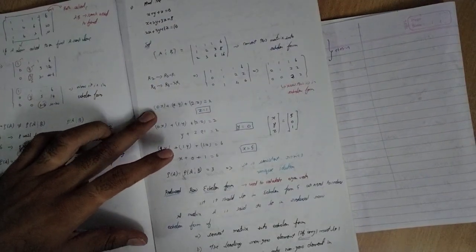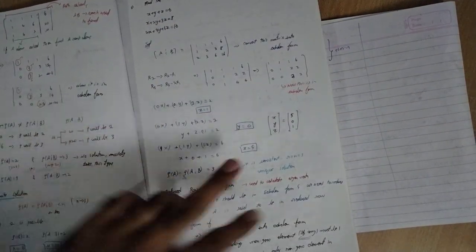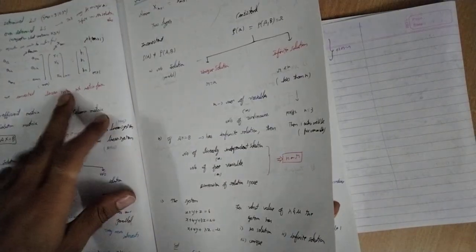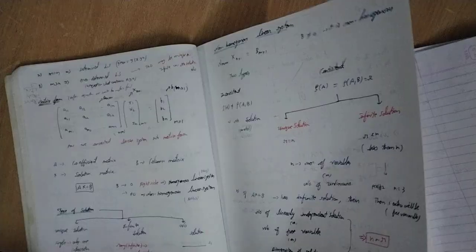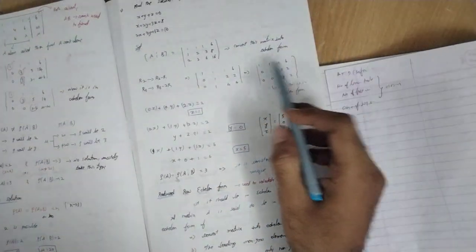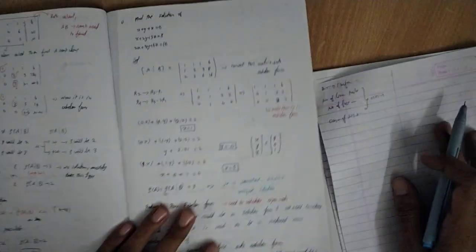So you can see they are asking for finding the solution vector, which I just told about. What is this one? This one is the entire solution matrix. So they are asking for the solution matrix, so you need to convert it into row echelon form.